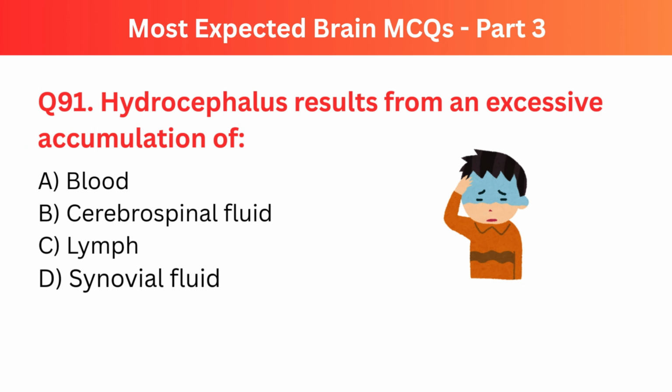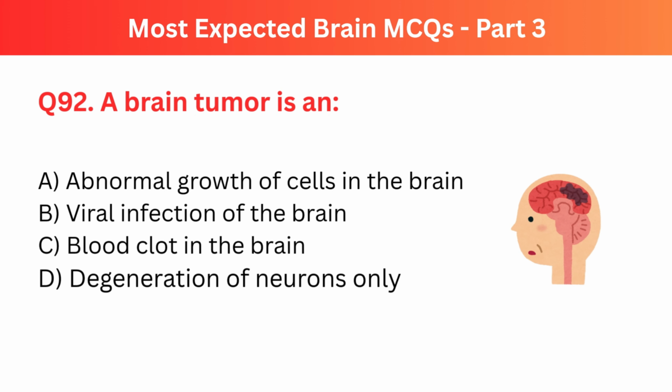Question number 91. Hydrocephalus results from an excessive accumulation of. The right option is B. Cerebrospinal fluid. Question number 92. A brain tumor is a. The right option is A. Abnormal growth of cells in the brain.